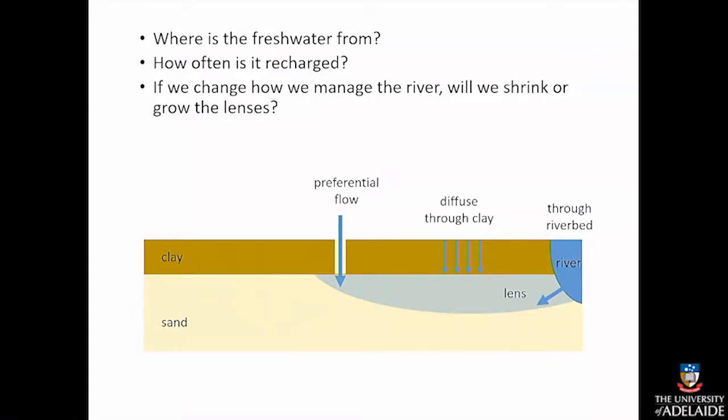So this figure just shows some of the possibilities about where the fresh water can come through. It can come just straight through the riverbed. It could come diffuse through the clay layer on the top of the floodplain. Or maybe there's cracks in the clay or sandy bits, maybe the water gushes through those through a preferential flow. And how we might manage the system will depend on which of these mechanisms predominates.